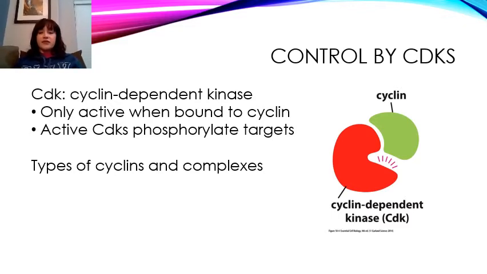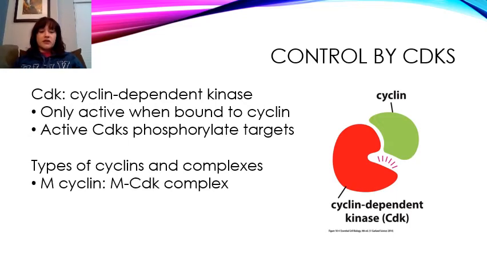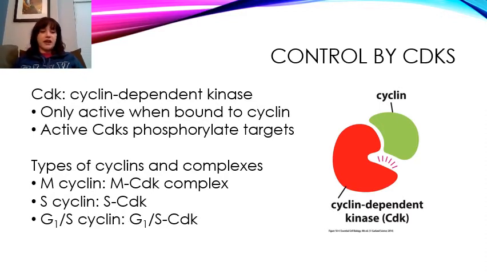So we have some different types of cyclins and the cyclin-dependent kinase that together form these complexes. And so you should know these complexes. So first we have M-cyclin, right? This binds to M-CDK. Next we have S-cyclin, binds to S-CDK. We have G1S-cyclin, binds to G1S-CDK, and then G1-cyclin that binds to the corresponding CDK.